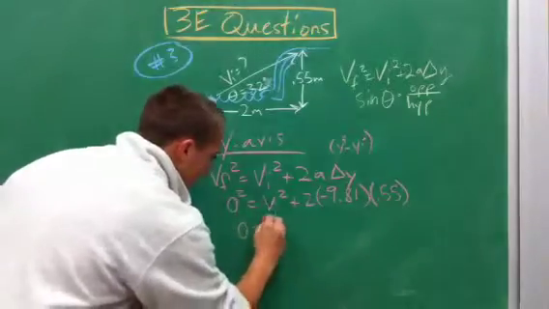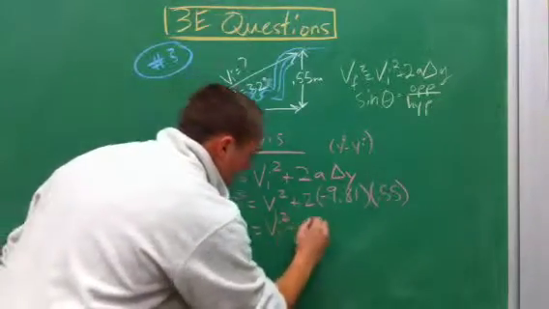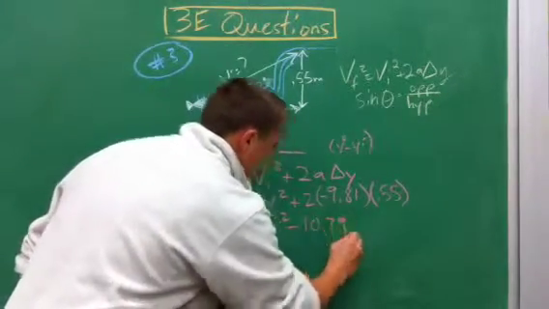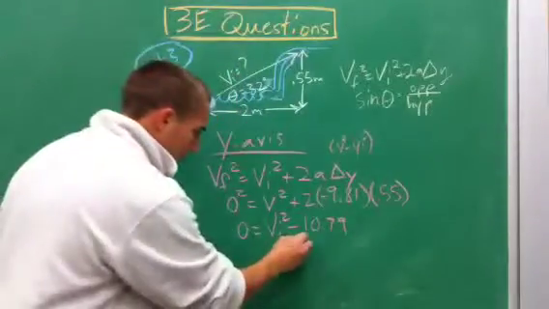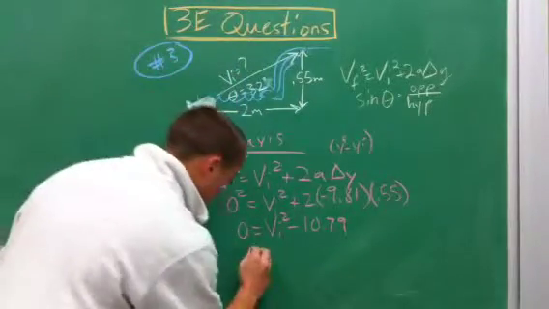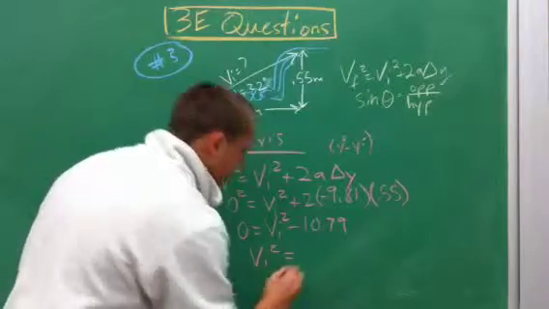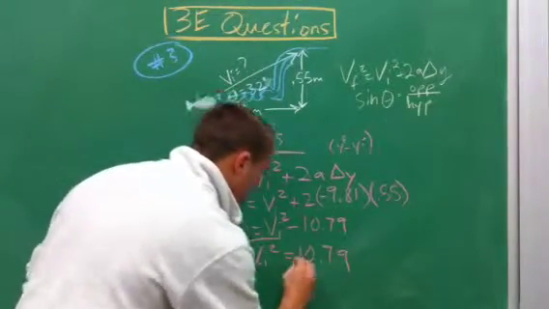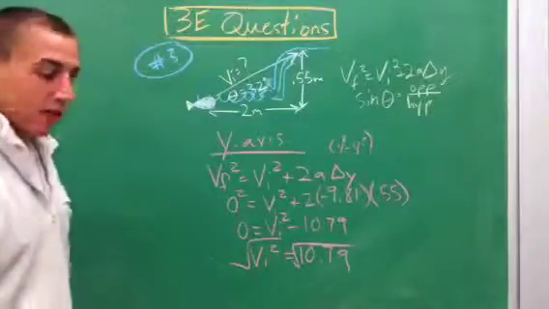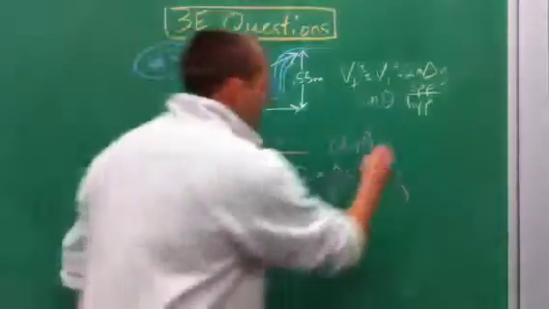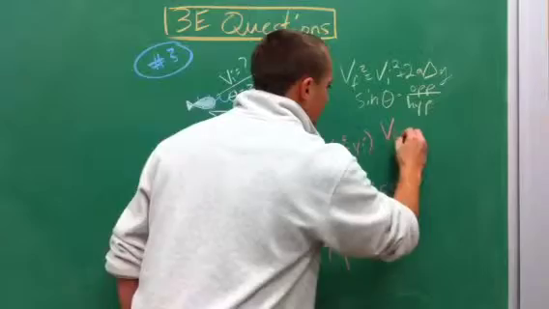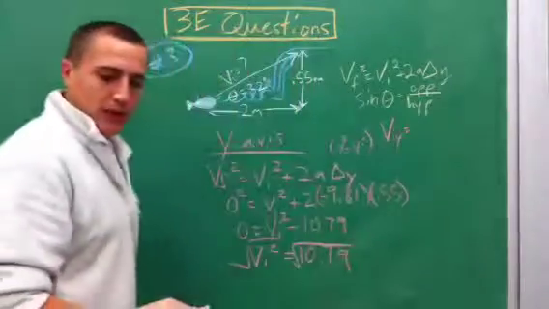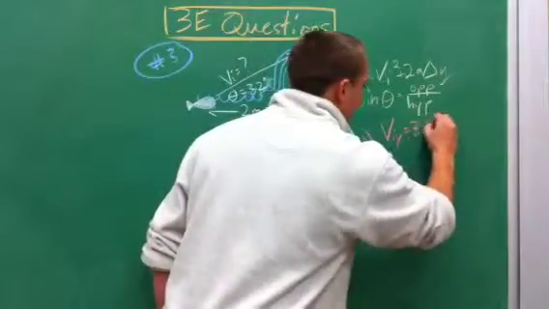We get 0 equals Vi squared minus 10.79. We'll get 10.79 on the other side. Vi squared equals 10.79. Square root of both. The minimum initial velocity in the y-axis, so velocity initial y, has to be 3.28 meters per second.